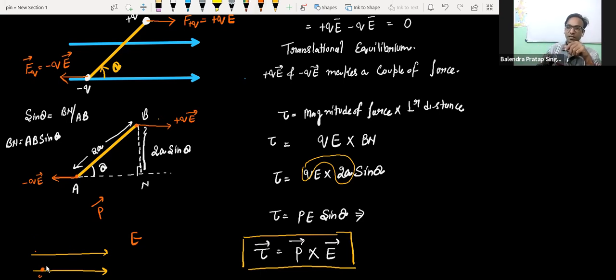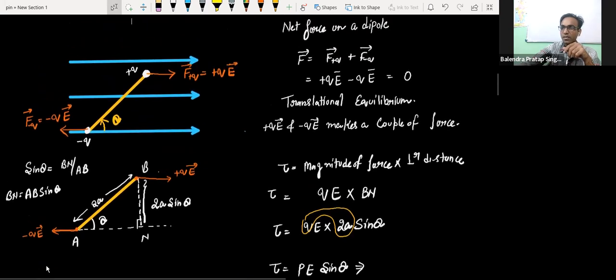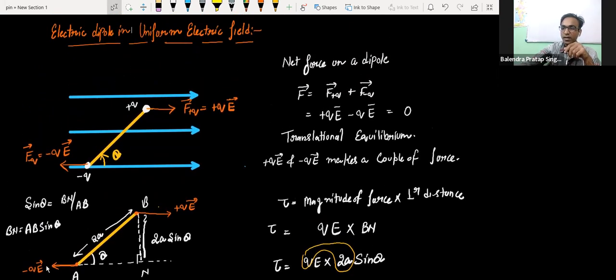I will discuss it again briefly, but first note it down, these two slides. This is an important expression, the torque is equal to P cross E. Then I will discuss some special points related to this topic, and I will discuss the diagram again. Okay.